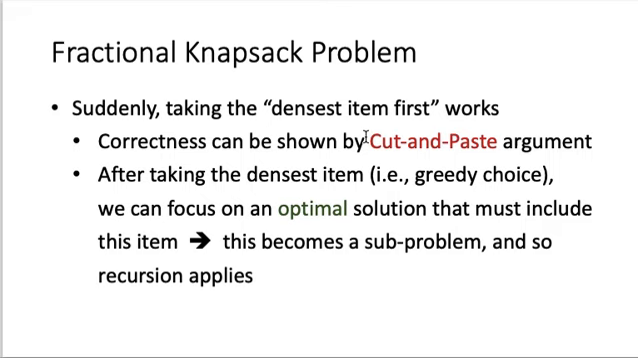Now, once we have selected the densest item or the maximum possible fraction of a densest item, then we are left with a subproblem. Then we can focus on the optimal solution that must include this item, and so we can apply recursion. So the cut and paste is actually easy to show, so I will leave this for you as an exercise. And also that the optimal solution after making the greedy choice can be obtained by recursion is also easy, so you can try to work out by yourself why this works.